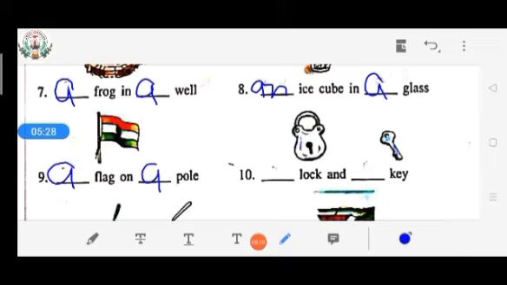Look at the 10th picture, children. In the 10th picture, dash lock and dash key. So, here also we will put a lock and a key. Because the first letter of lock is L and the first letter of key is K. Both are consonant.